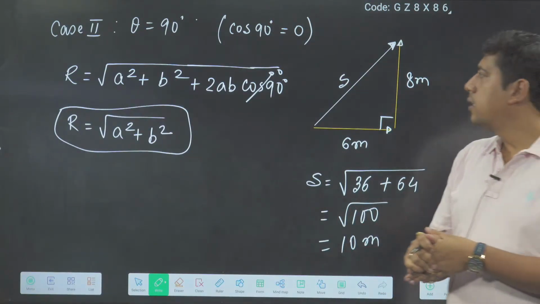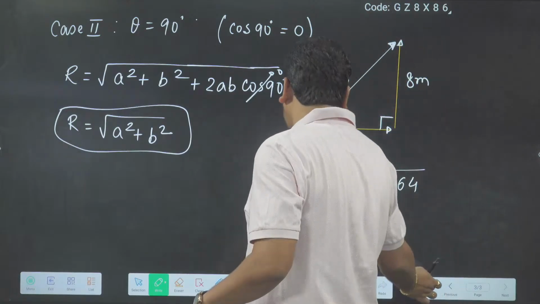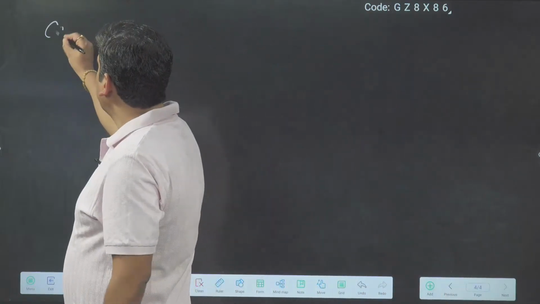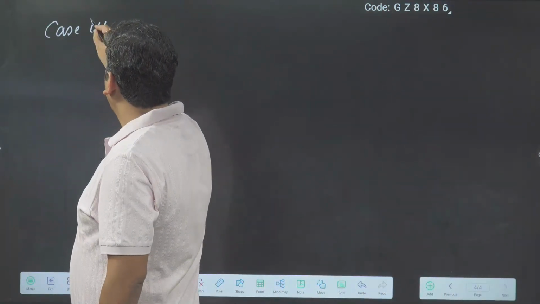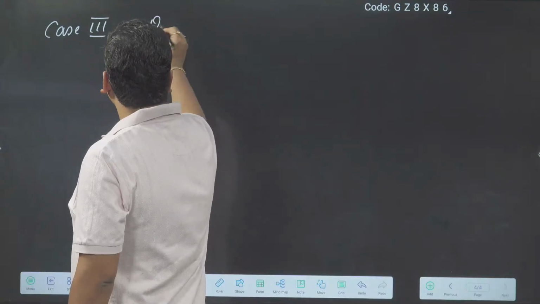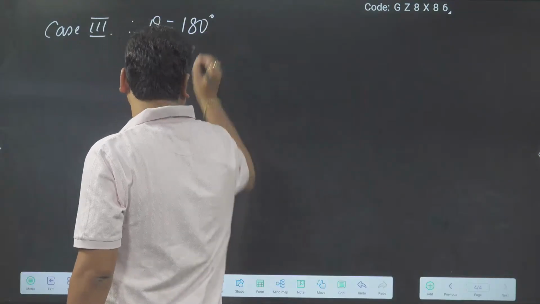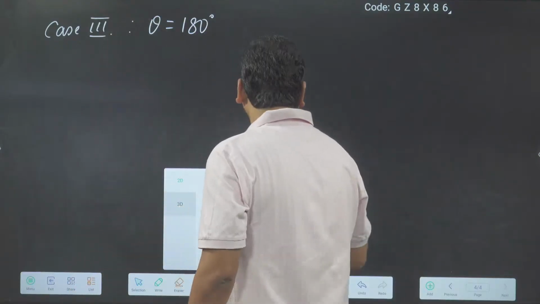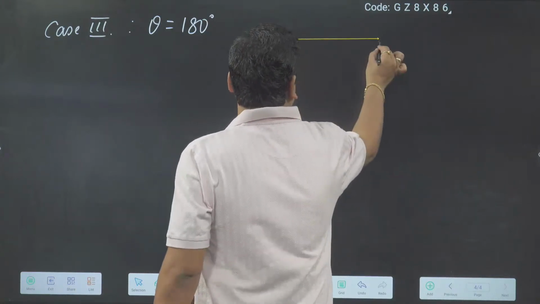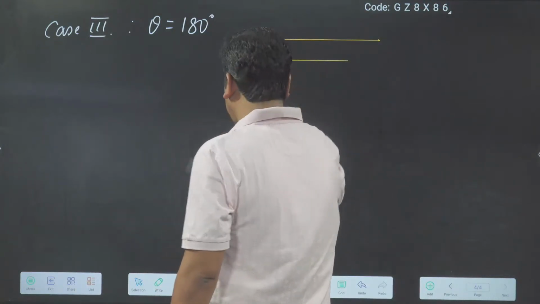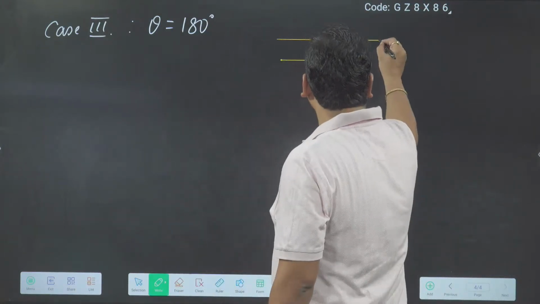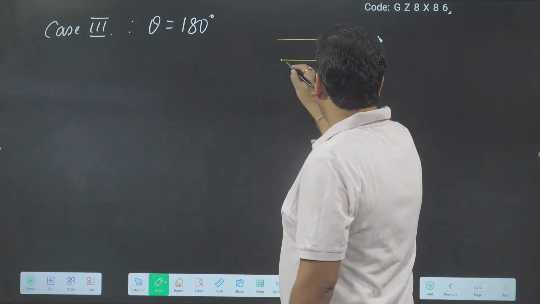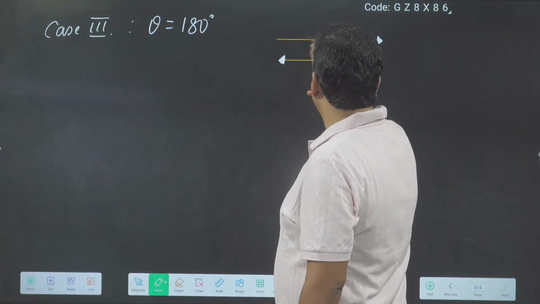Okay? Let's go to case 3. What if theta is 180 degree? Theta 180 degree means one vector is like this, another vector is like this in the opposite direction. We are supposed to add them. We are doing vector addition.